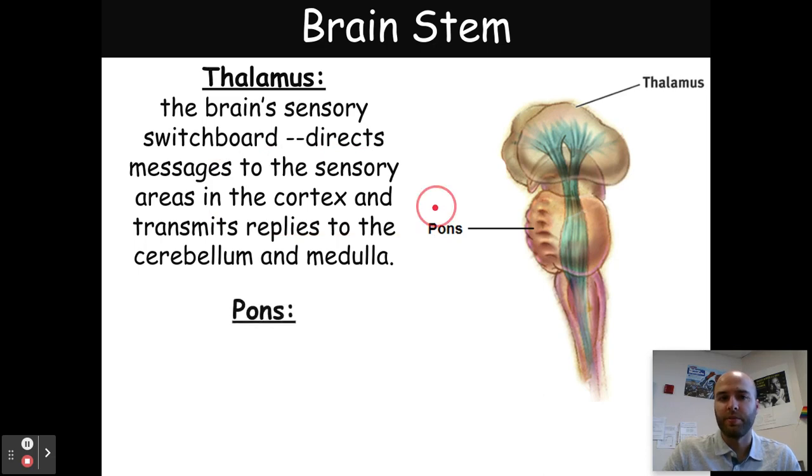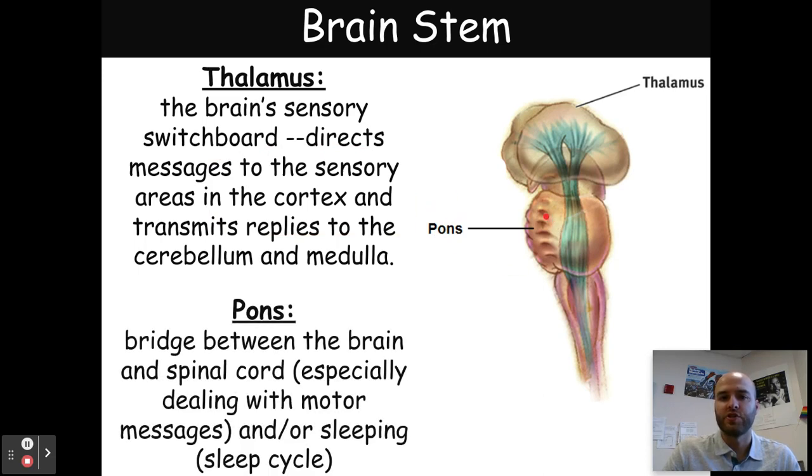Our other brainstem brain structure is the pons. This is the bridge between the brain and the spinal cord, especially dealing with motor messages and our sleeping or sleep cycle. Okay, this helps us fall asleep and regulate our sleep and also our motor functions.